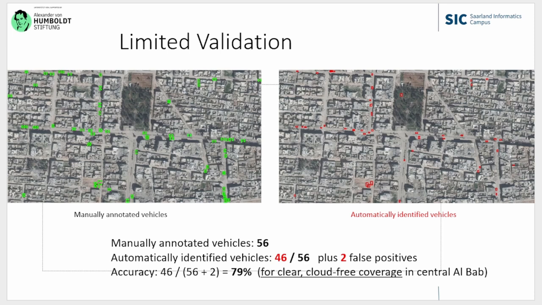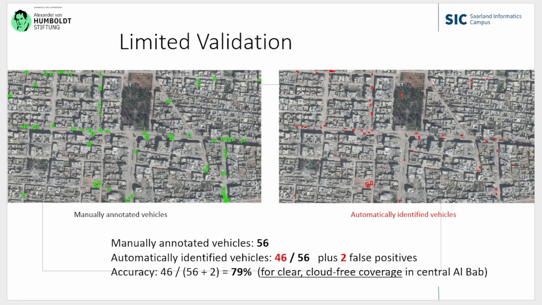Overall, though, it works fairly well, at least in this best case scenario. It's completely cloud-free, this is 30 centimeter imagery, the best possible available imagery. You get an accuracy of close to 80%, which, at least for this particular type of model, is probably an upper bound. Of course, the models are continuously improving, but there's an upper bound at some point, where you start hallucinating things, because it's really not clear whether this is a car or not.